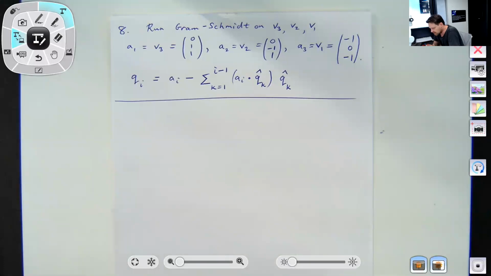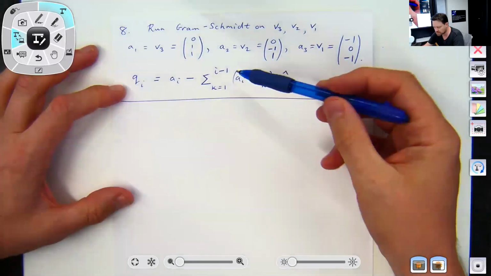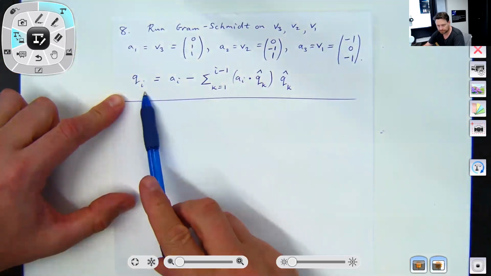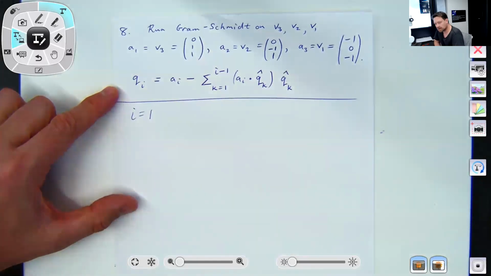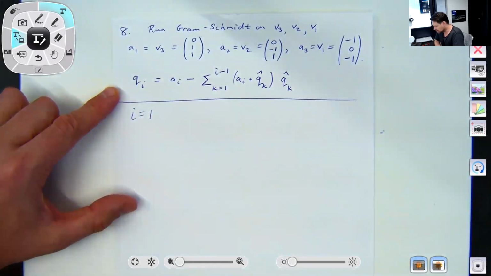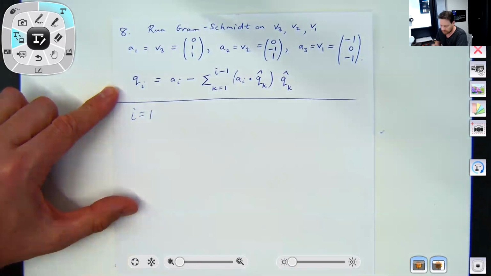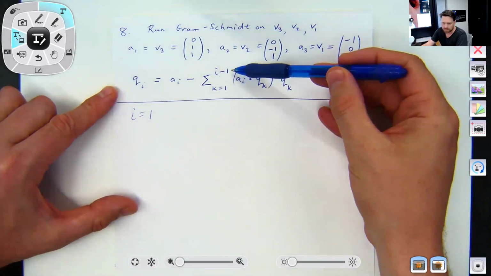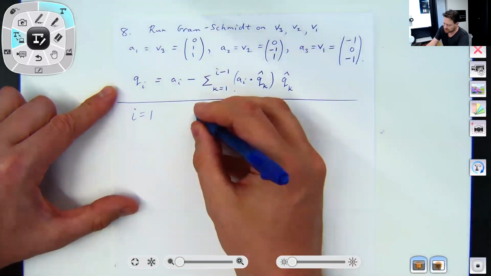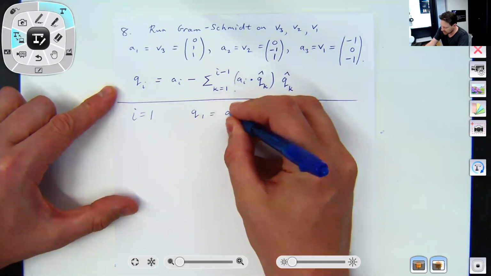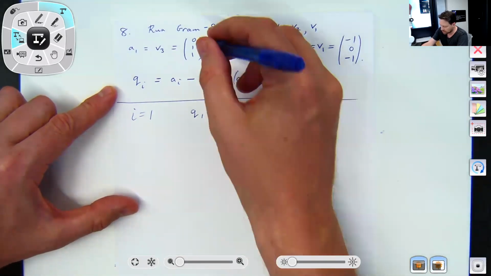Okay, so let's begin this. First, let's note where our sum stops. If we put in i equals 1, I can do that because I plan to go a little bit slowly. I've only got three questions to go over, and they're fairly easy, but you may not agree because you did the quiz. If we've only got i equals 1 here, that means the sum stops before it starts, so there's nothing in the sum. In that case, Q1 is equal to A1, and we can just copy it down right there.